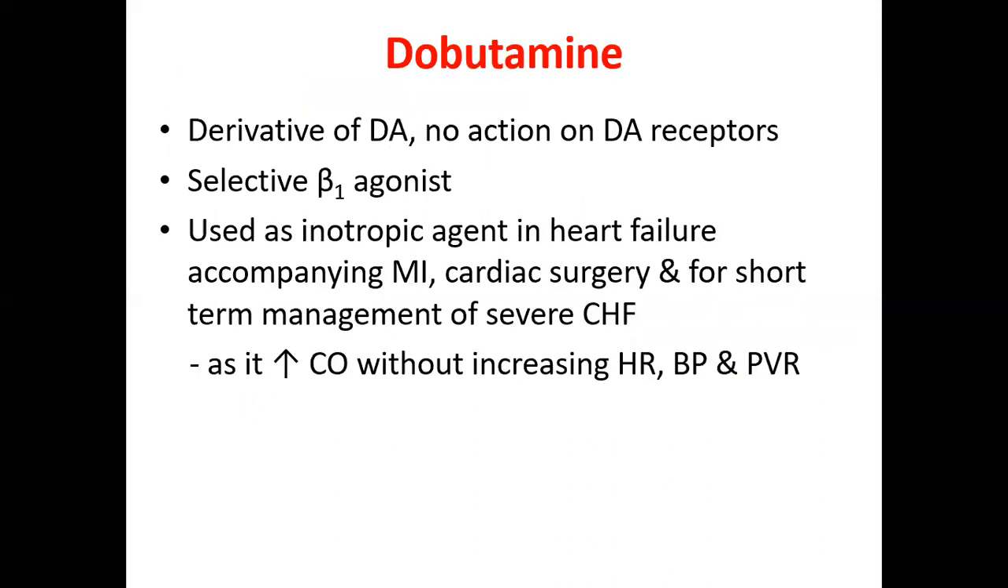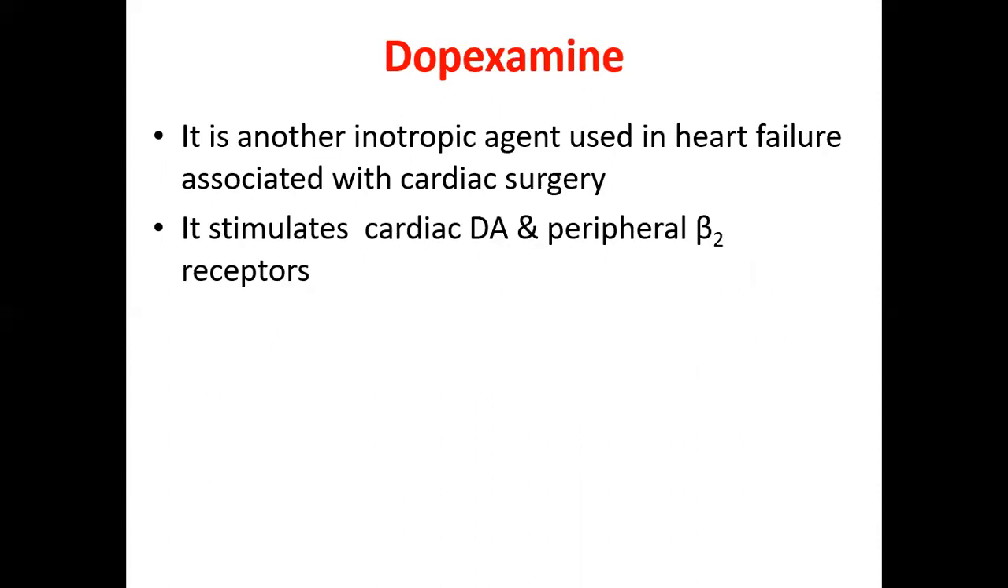Dobutamine, a derivative of dopamine, has no action on dopamine receptors. It is a selective beta 1 agonist, used as an inotropic agent in heart failure accompanying MI, in cardiac surgery, and for short-term management of severe congestive heart failure. It is used in these conditions because it increases cardiac output without increasing heart rate, blood pressure as well as peripheral vascular resistance.